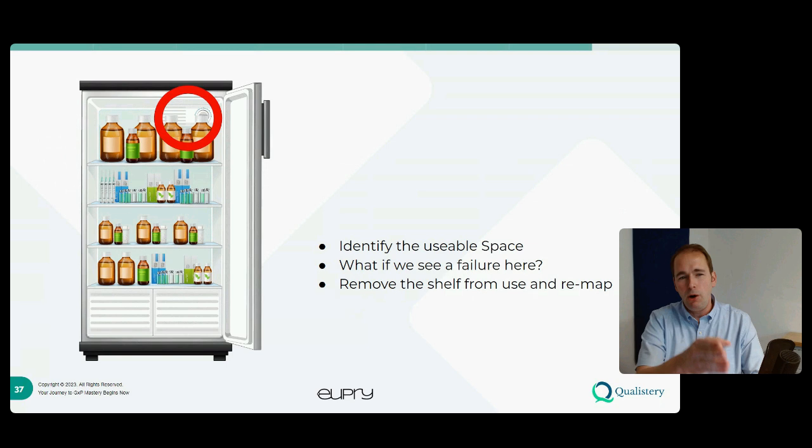If we see a failure at the top of that unit, we can remove that shelf from use. We can take the shelf out, we can remap it, and then say no product storage above that space. So it gives us the option to continue to use that equipment, but not that top shelf.